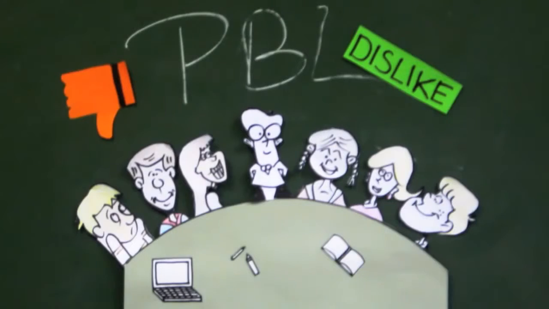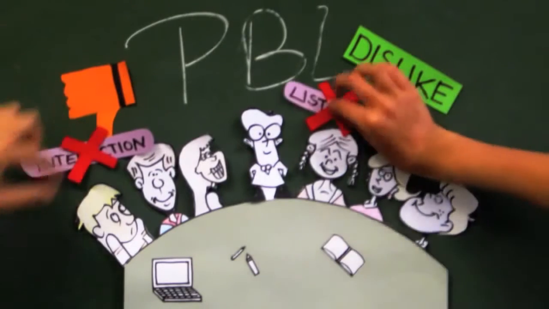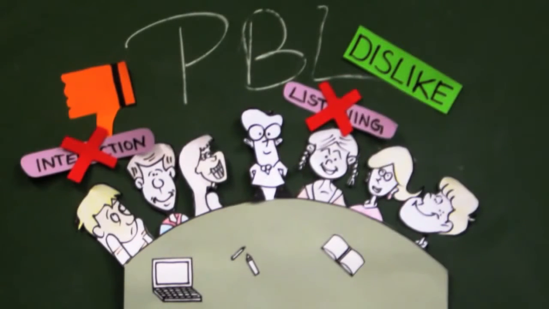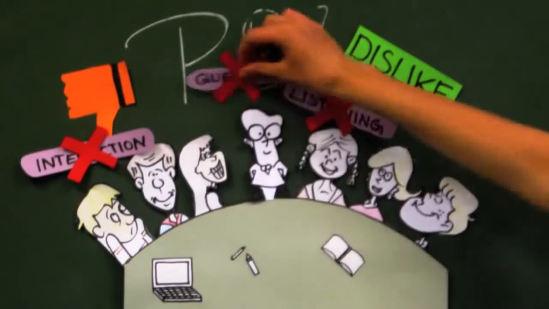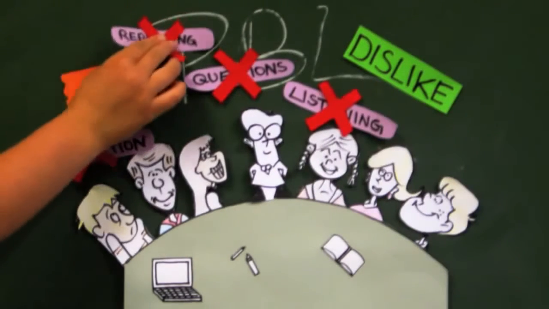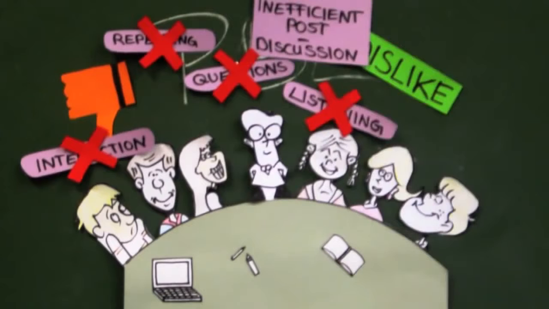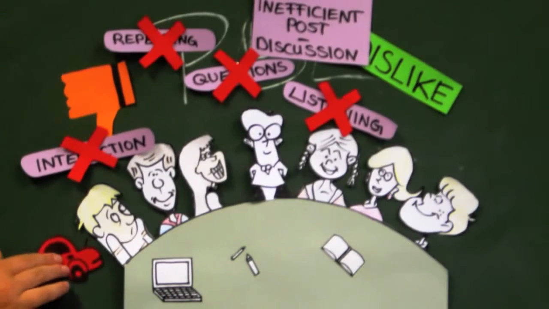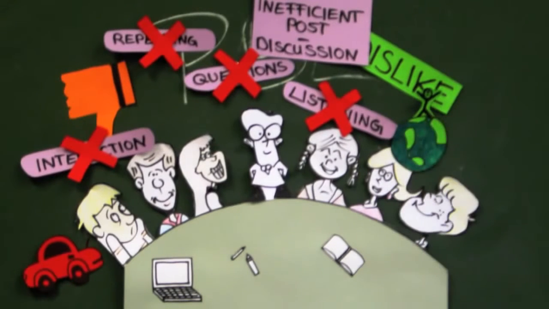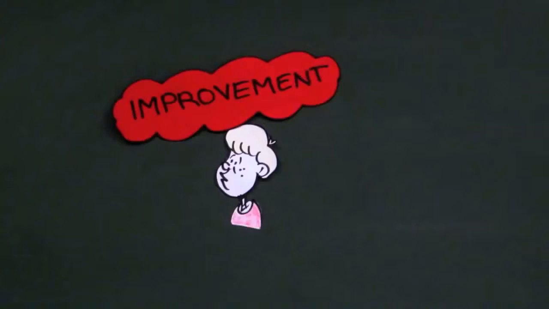There might be a lack of interaction if people are not listening to each other, holding back information, not asking questions, and repeating already said information. Sometimes it happens that the research of students is superficial, and that leads to an inefficient post-discussion. Another possible problem is unequal participation in groups. On the one hand, you could have free riders, the ones who are just listening and profiting, and on the other, dominant students who don't listen to the opinions of others.